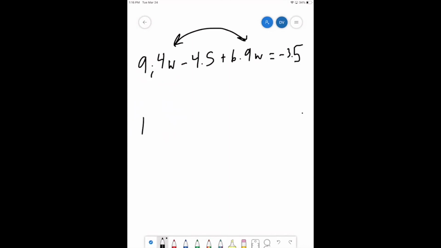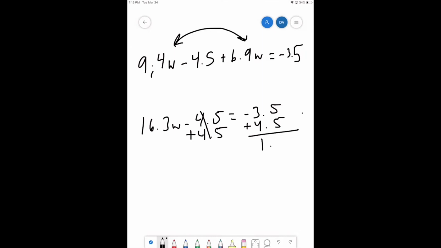So we could do 16.3 W minus 4.5 equals negative 3.5. We need to get this W by itself, so we're going to get rid of this negative 4.5, so we need to do the opposite, which is add 4.5. Cancels out, add 4.5 to this side. All right, so negative 3 plus 4 is 1. Negative 5 plus 5 is 0. So now we're at 16.3 W equals 1.